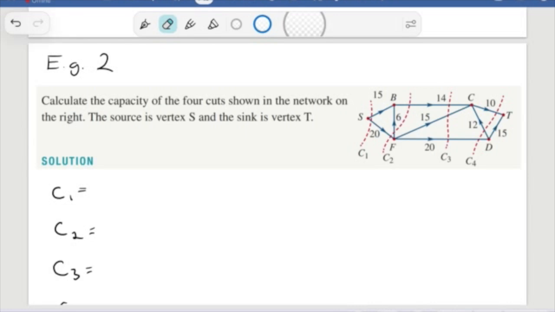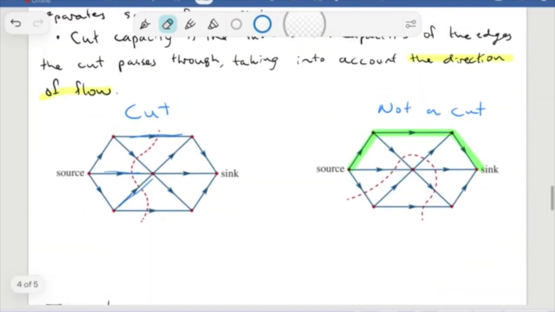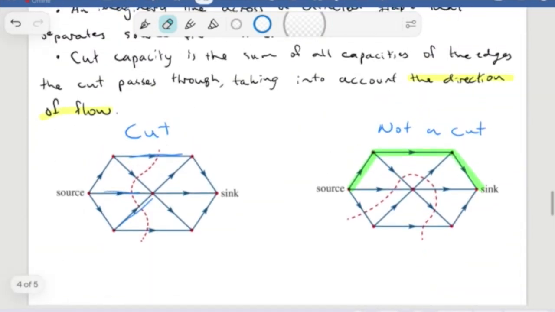So in the last part of our video now, we are just looking at determining the cut capacity for some different cuts on a network diagram. Now, one particular thing I want to draw your attention to is this second point that we had up the top here, which was that we have to take into account the direction of flow.